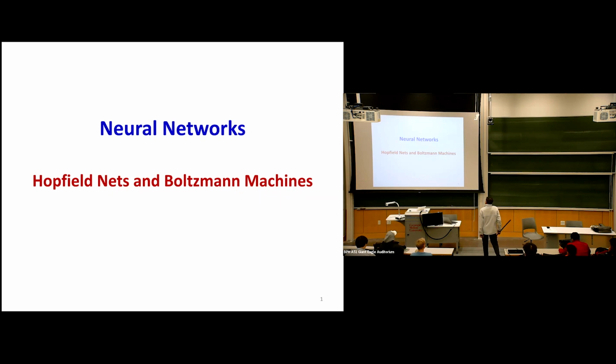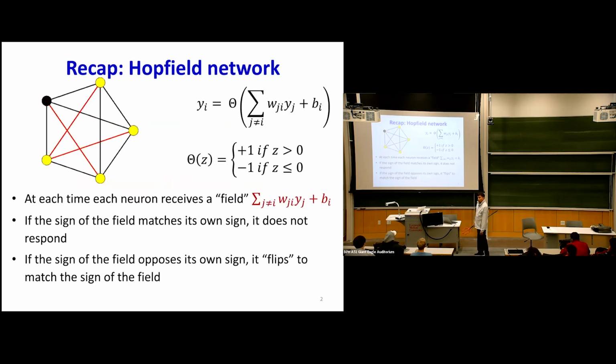Let's continue with our final lecture. And today we're going to be talking about Boltzmann machines rather than Hopfield networks. But then just a quick recap. This is where we were last week. This is how we defined a Hopfield network. We had a network with loopy connections, where every neuron received an incoming field, which is the affine combination of the outputs of all the other neurons. And this was put through a threshold activation.